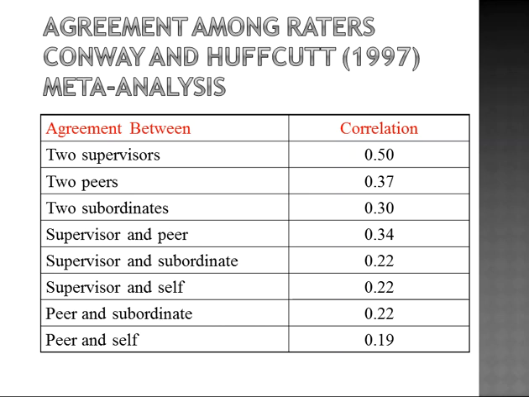And then we have two peers, 0.37. Two subordinates, 0.30. The supervisor and the peer, so like above you and below you, 0.34. And then supervisor and subordinate, supervisor and self, and peer and subordinate, all 0.22. And then peer and self, 0.19. So here we see we have a lot more agreement between the two supervisors.